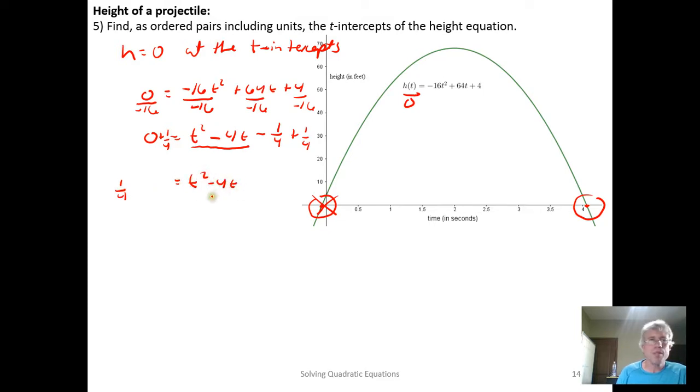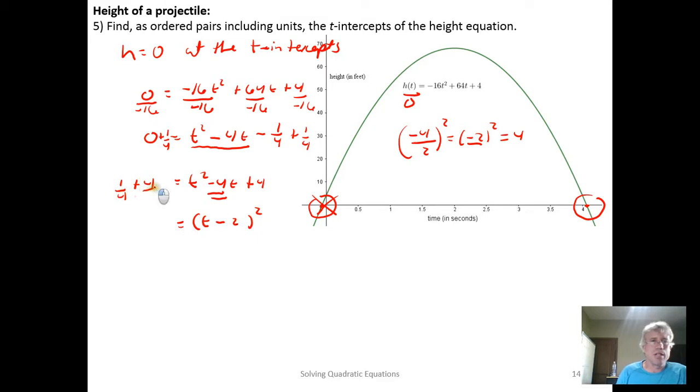Again, we're going to take the middle coefficient, the negative 4, we're going to divide it by 2, and we're going to square it, which is going to give us a negative 2 being squared, which is a 4. So I'm going to add this 4 to both sides to complete the square. I then recognize I've completed the square. Whose square did I complete? I completed the square of t minus 2. Who got squared? Minus 2 got squared.